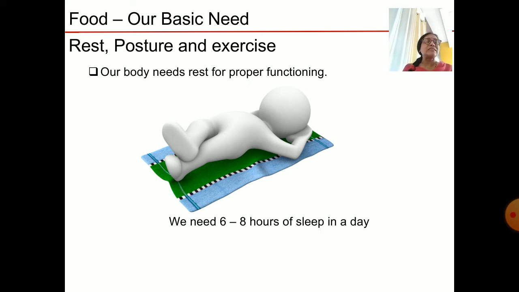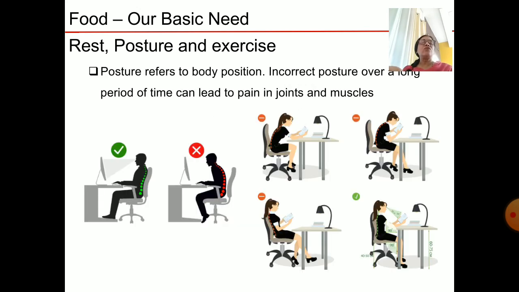Another thing is exercise. Exercise also helps the body to keep fit and healthy. Apart from this, another thing is posture. Posture means the correct way of sitting, standing and walking. So children, you should follow the correct way of sitting, standing or walking. Posture refers to the body position. Incorrect posture over a long period of time can lead to pain in joints and muscles.